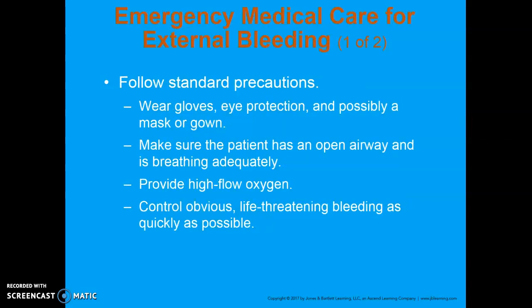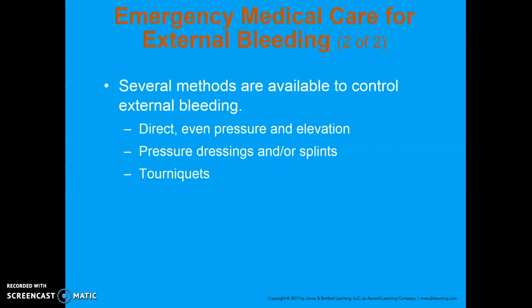just like anybody else. For standard precautions, at a bare minimum, you need gloves, more than likely need some eye protection, and then potentially a mask or a gown, kind of depending on what it is. We're going to make sure the patient has an open airway and they're breathing adequately. We may need to make sure that we have our suction with us. We want to provide high flow O2 and then control any life-threatening bleeding as quickly as possible. And there's several methods to do that.